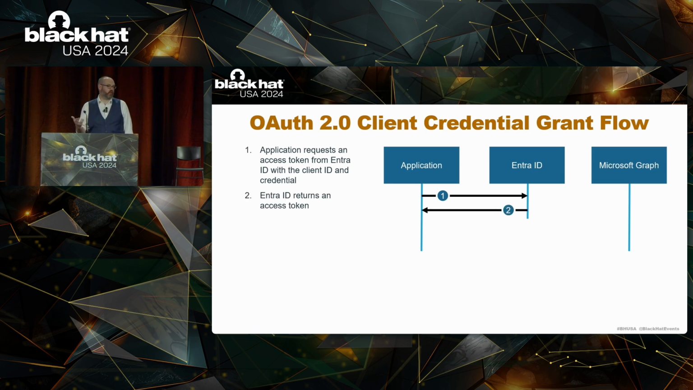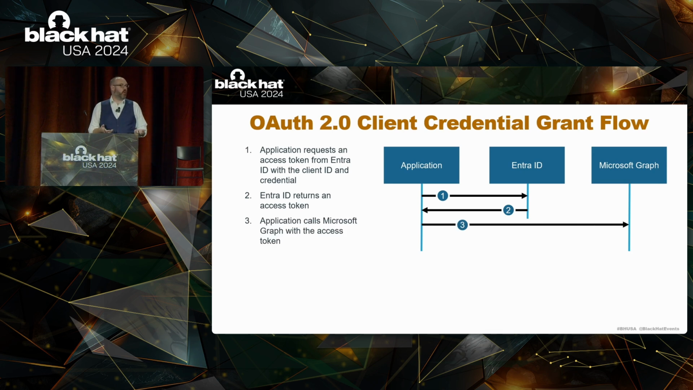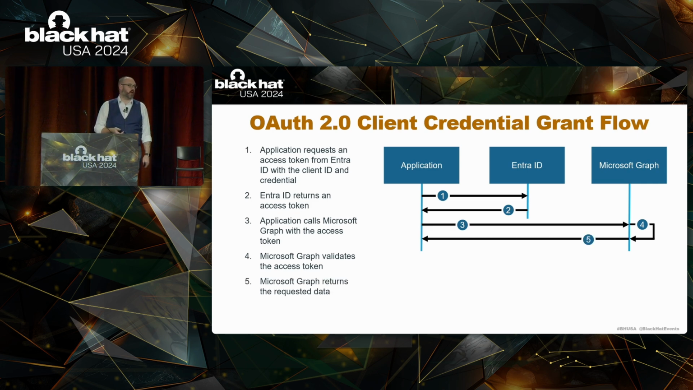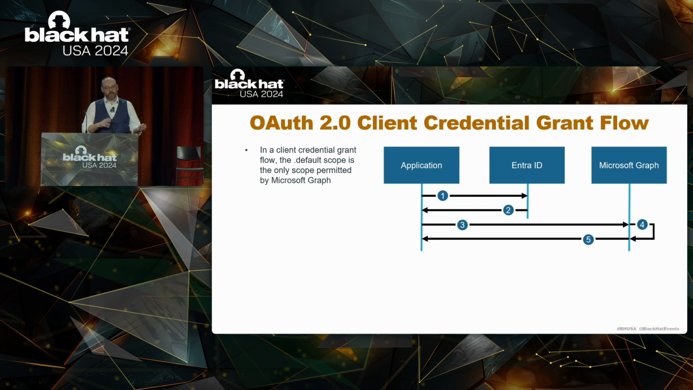And again, it gets that access token back, assuming there's nothing wrong with the authentication. The application calls Microsoft Graph with that access token. On the back end, where we can't see things, Graph validates the access token, and then it returns the requested data. So when we're talking about interacting with Graph, if it's a GET, we're trying to read data from Graph, read data from M365 or Entra. If it's a POST, we're trying to put data out there, and a PATCH is usually updating data.